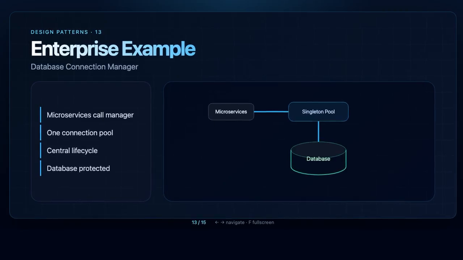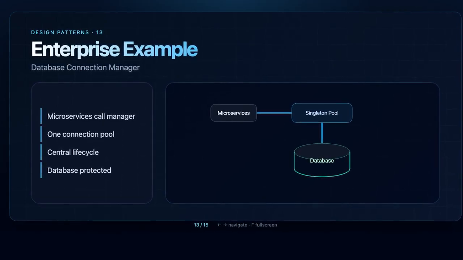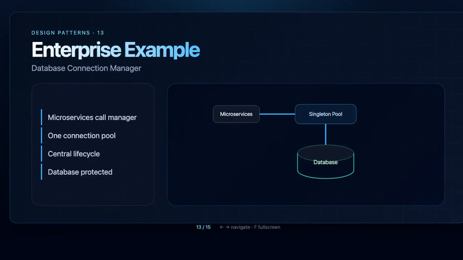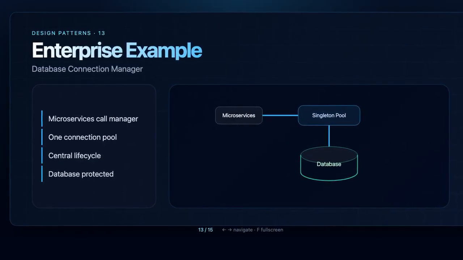A practical enterprise example is a database connection manager or connection pool. You usually do not want every module creating its own pool independently. A shared manager can control connection limits, reuse existing connections, monitor health, and protect the database from overload. In a real backend service, a connection pool is not just a convenience. It protects the database, controls concurrency, reuses expensive connections, and gives operators one place to observe behavior.